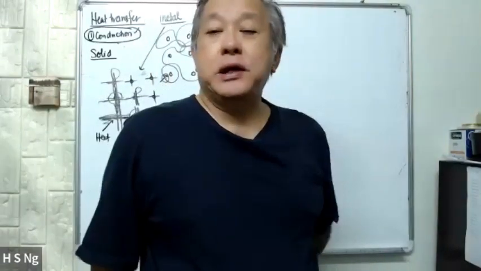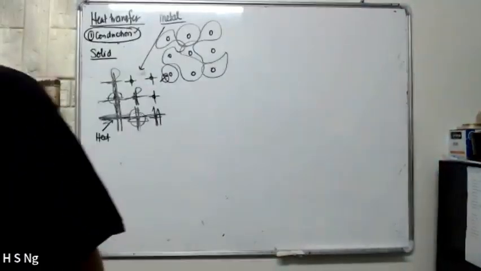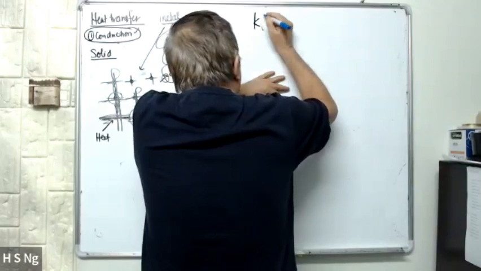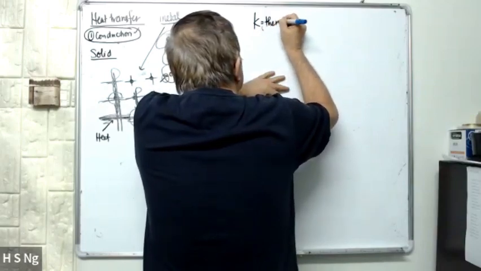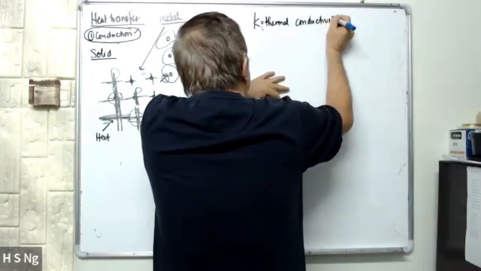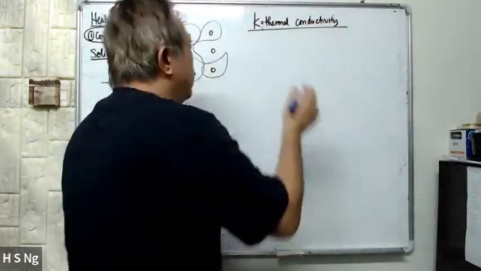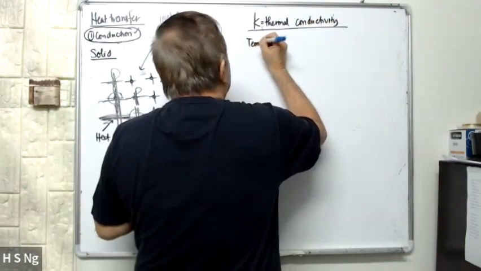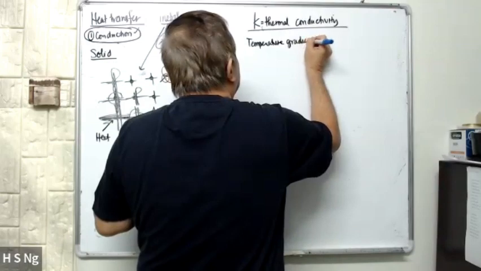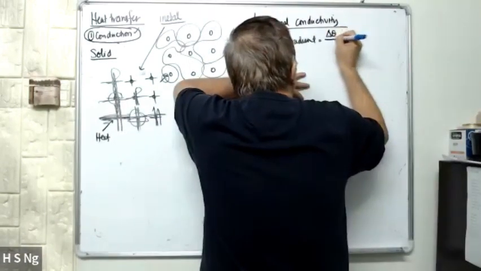Now we are going to see the formula. We are going to define a quantity called thermal conductivity. First of all, we need to understand temperature gradient. Temperature gradient is actually the change in temperature per unit length.